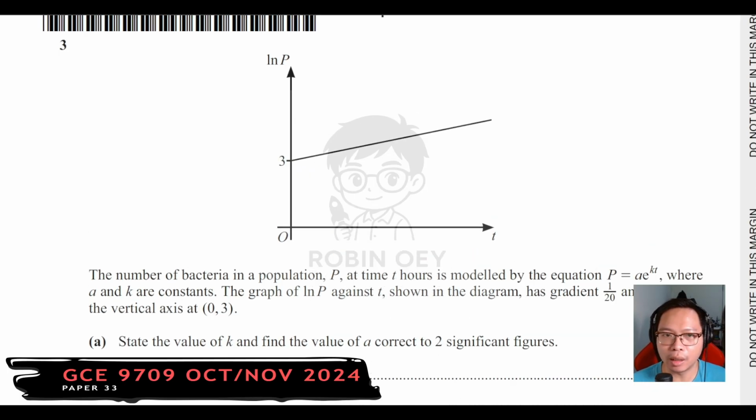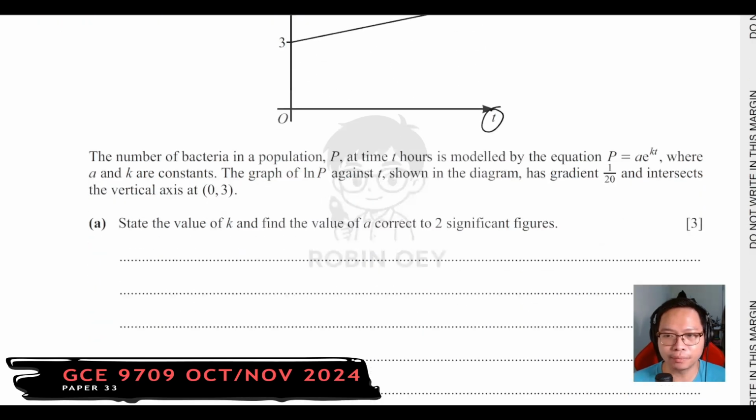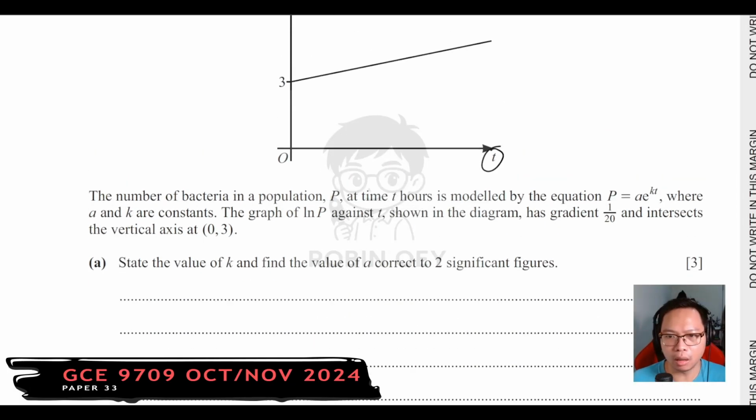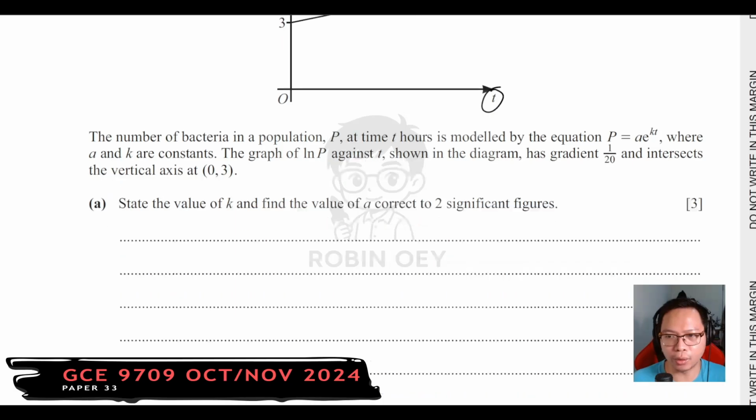Okay, so again, for this type of question we need to know the label of each axis. So we have ln P against t. We take note of that. Before we do this kind of question, the exponential graph, make sure that we know the label on each axis.